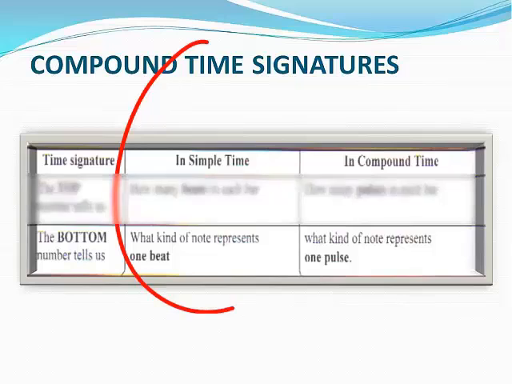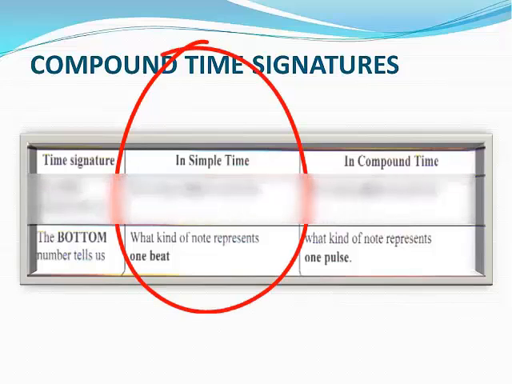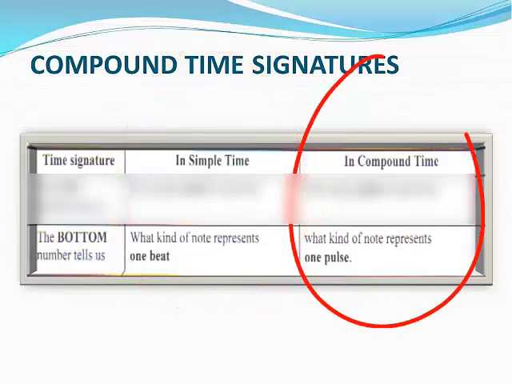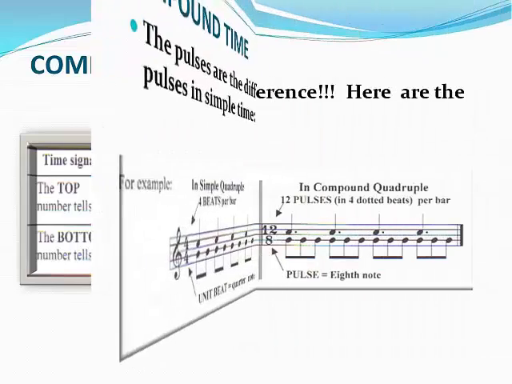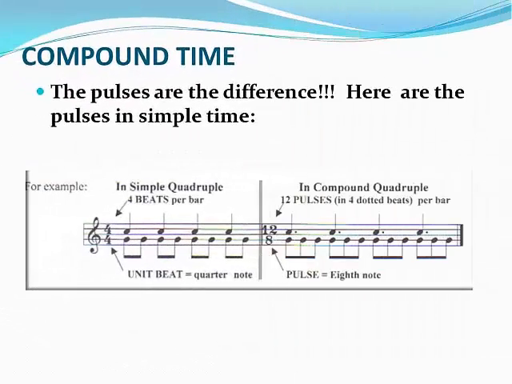In simple time, the bottom number is telling you what kind of note gets 1 beat. In compound time, the bottom number is telling you what type of note receives 1 pulse. What's the difference between simple and compound time? How we arrived at the unit beat.